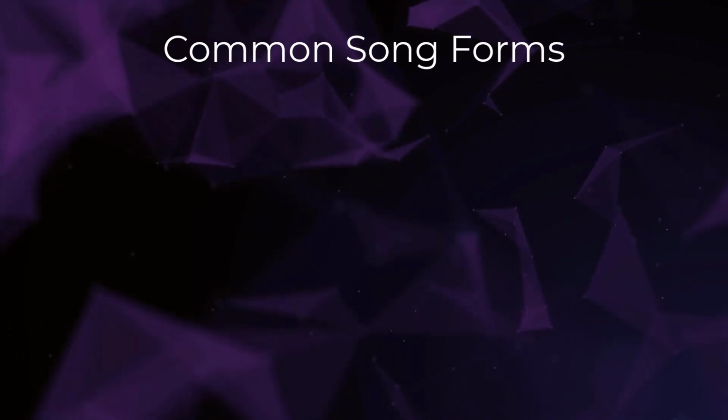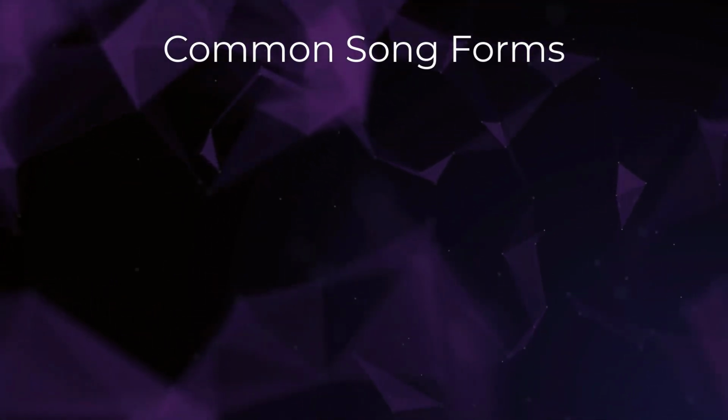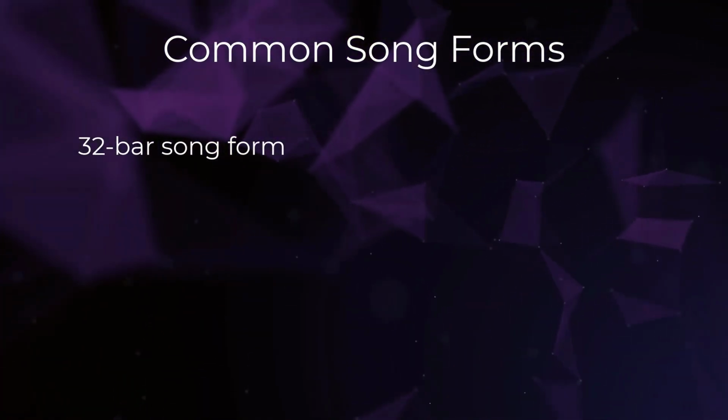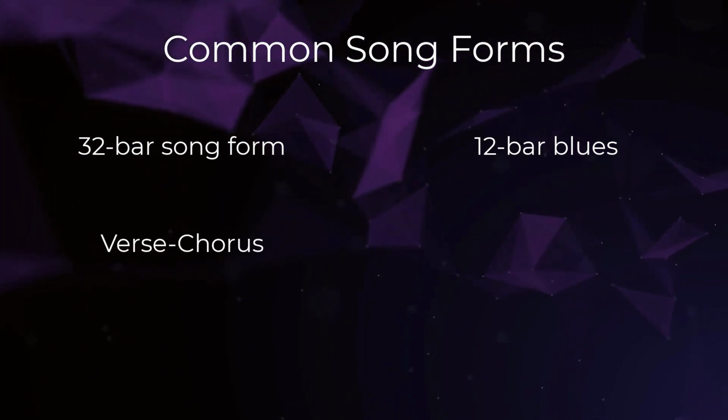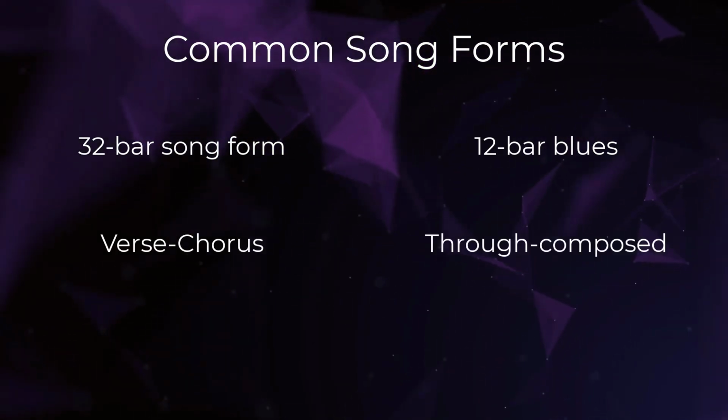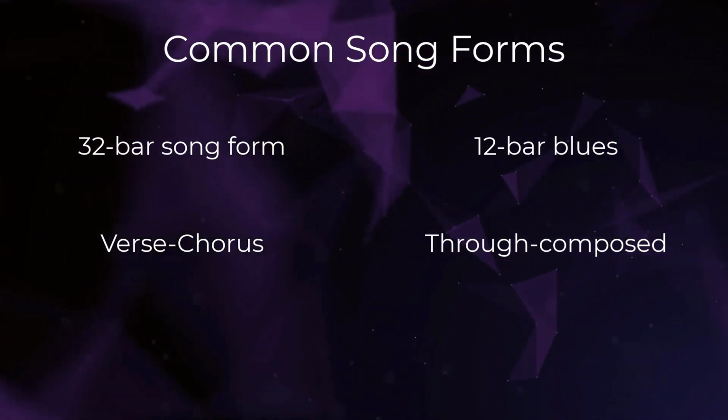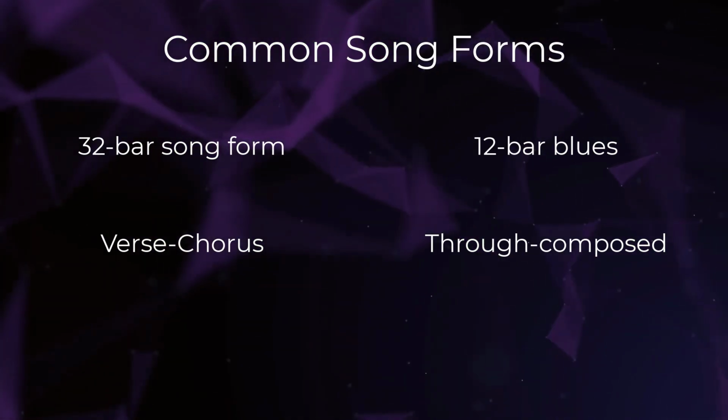Form in music refers to the structure of a piece of music. We will not be analyzing any forms in this class, but I will identify some major forms and their characteristics as they are developed and show up in our class. Some common forms in popular music include 32-bar song form, 12-bar blues, verse-chorus form, and through composed, meaning that nothing in the song really repeats.